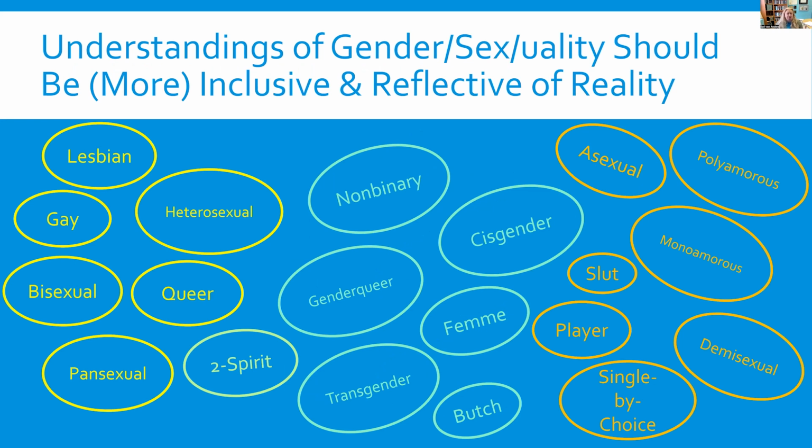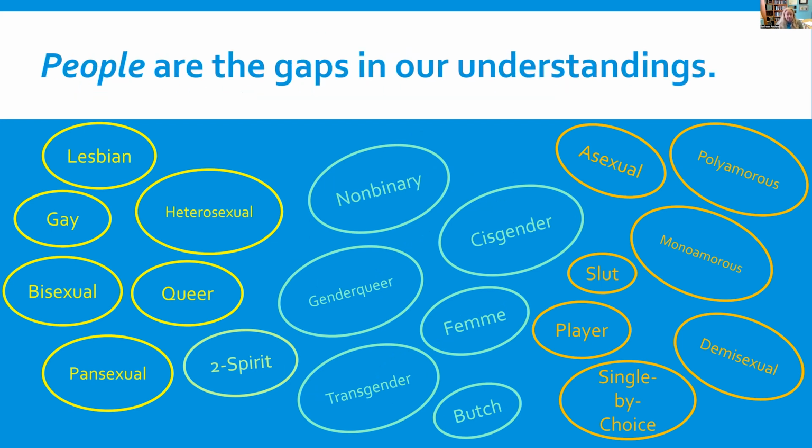So understandings of gender, sex, and sexuality should be and could be more inclusive and reflective of reality. And attending to gender, sex, and sexual diversity can help us do that. And that's because people are the gaps in our understanding. So some of those examples I gave are actual people, they're actual communities. It's not just a theoretical gap or a measurement gap, it's actual people.